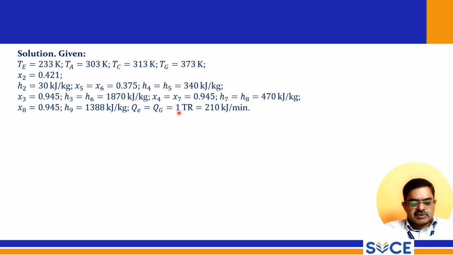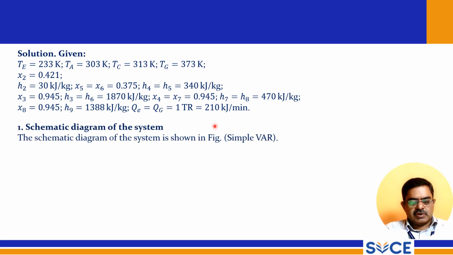QE equals QG, that is equal to 1 ton of refrigeration, so that is equal to 210 kilojoules per minute. Already we have seen this value in the last unit. Please remember this value always. For the schematic diagram, you can draw the simple vapor absorption refrigeration system we have seen in the last session. Same diagram you can draw here.